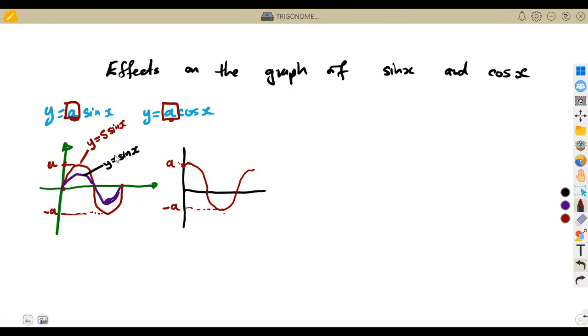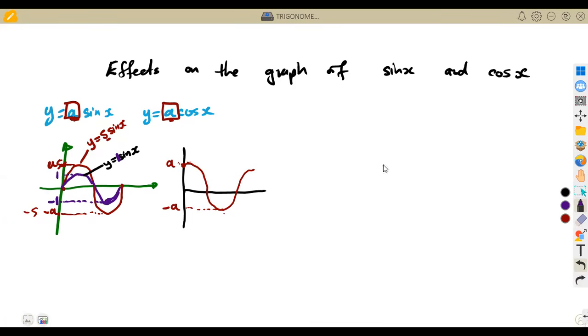So meaning to say, this graph here is going to pass through this point at 5 and through this point at minus 5. While for the graph of y is equal to sine x, because here we are affected by 1, it's 1 sine x, so it is going to pass through 1. That is why we saw that our graph was having maximum value at 1 and minimum value at minus 1.